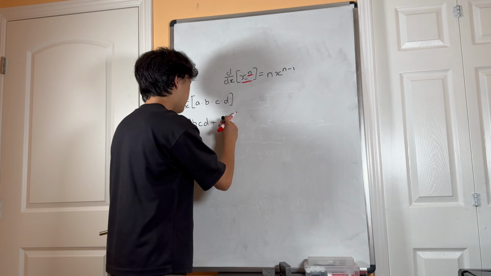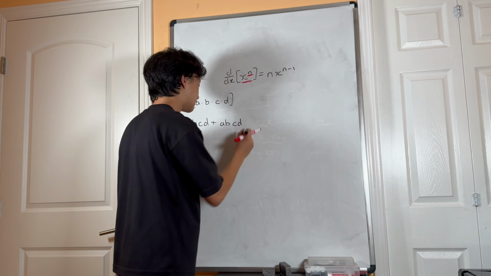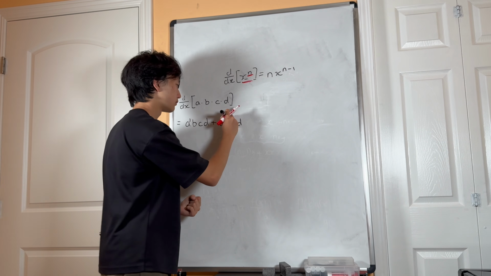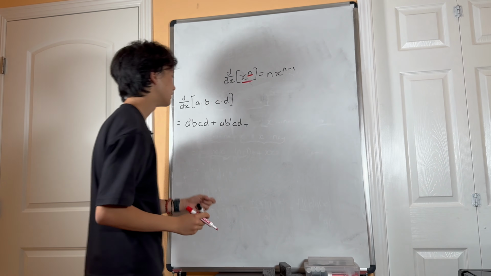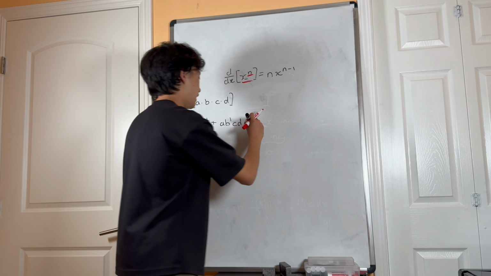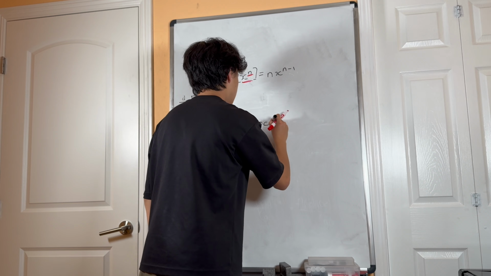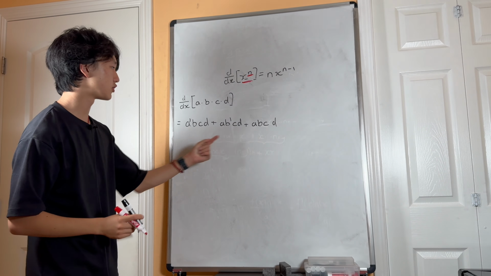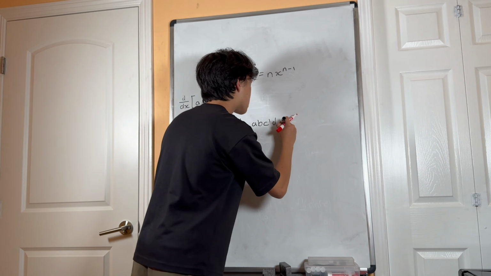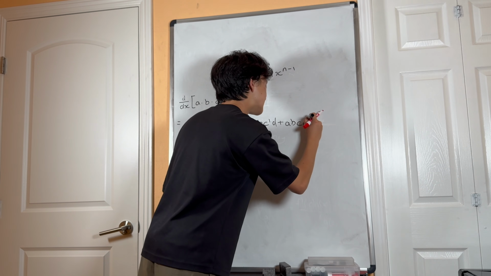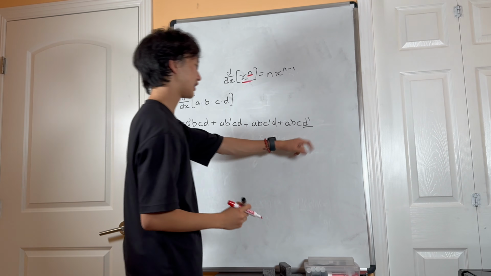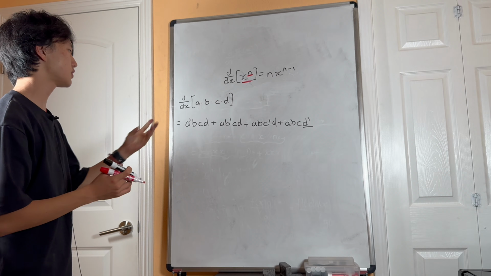Then do it again, except now you want to take the derivative of the second factor, b prime. And then drop it again: a, b, c, d, except now you want to take the derivative of the third factor, and so on, right? Now you have a, b, c, d, but with the derivative of the fourth factor only. So that's how it works.